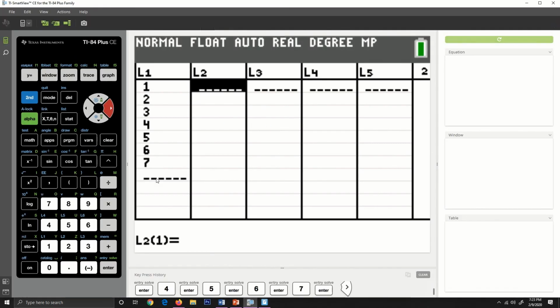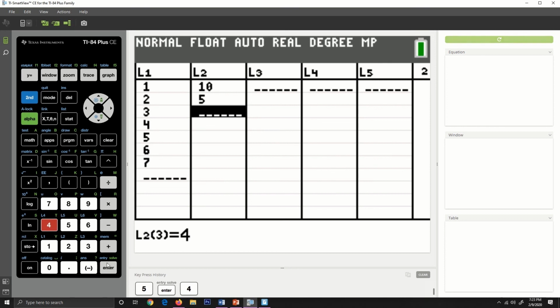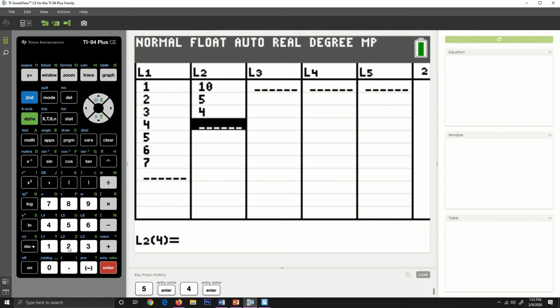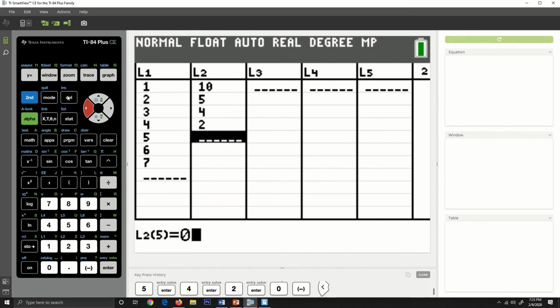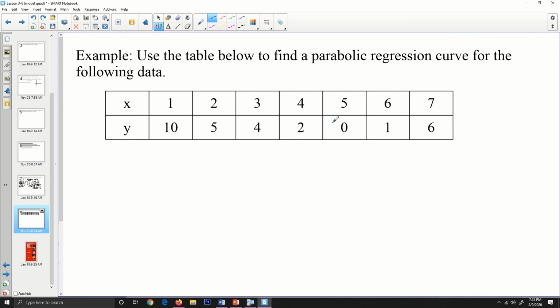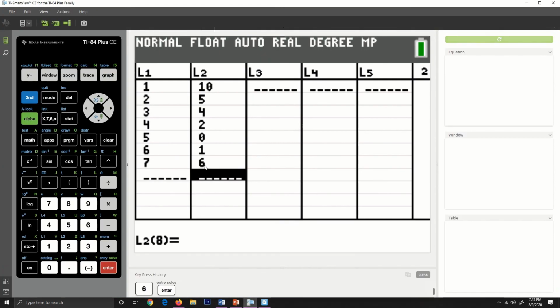So 10, 5, 4. I'll do those first. So 10, 5, and then 4, and I've got that in there, and then 2, 0, 1, 6. Oops, I don't need a negative sign, let's delete that. Enter, 2, 0, 1, and then 6. I think that's correct, let's check again. 2, 0, 1, 6, we're good. So both of my columns have an X and a Y value. That looks good.